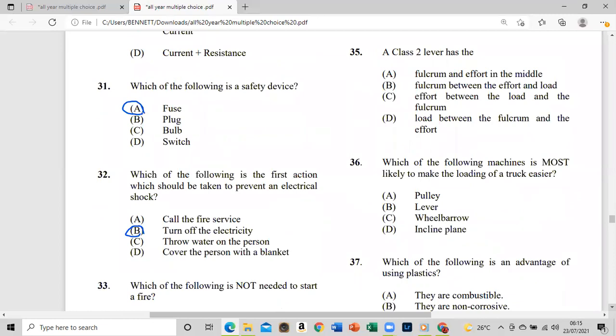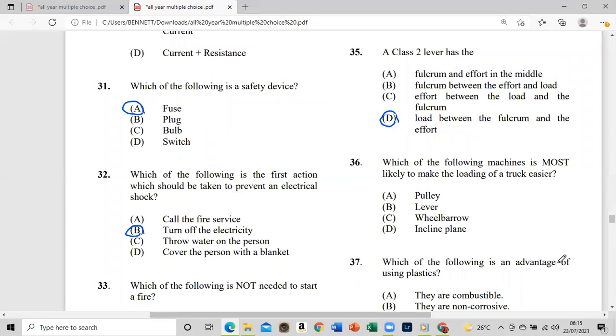A class 2 lever has: fulcrum between effort and load, effort between load and the fulcrum, or load between fulcrum and the effort? And that is D. A class 2 lever has the load between the fulcrum and the effort.